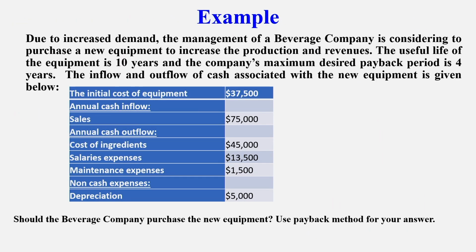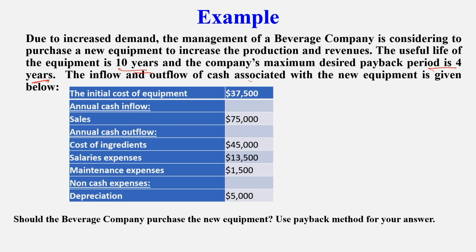Now, there is another example. It says due to increased demand, the management of a beverage company is considering purchasing a new equipment to increase the production and revenue. The useful life of the equipment is 10 years, and the maximum desired payback period is 4 years. So, the company expects that this should get returned in 4 years.